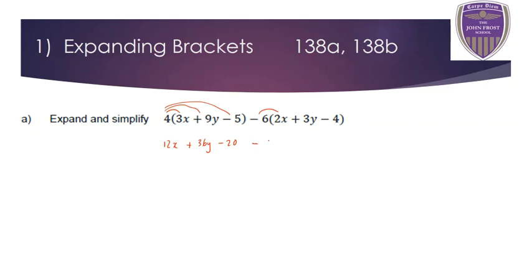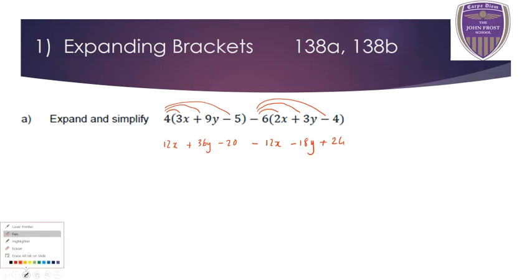So minus 6 times 2x gives me minus 12x. Minus 6 multiplied by 3y is minus 18y. And careful on this last one now, minus 6 times negative 4. The two minuses change to become a positive when you multiply, so positive 24. Just be careful there.